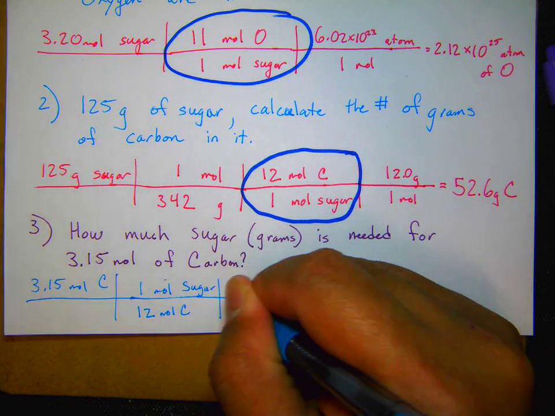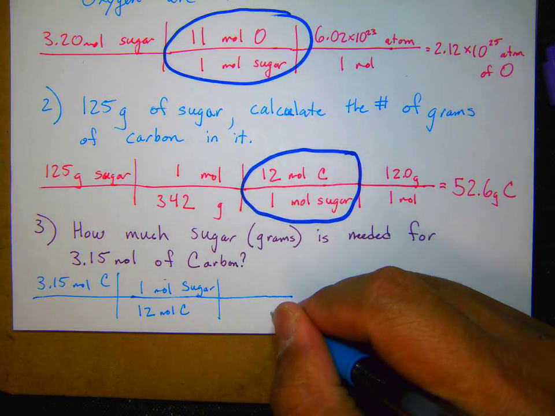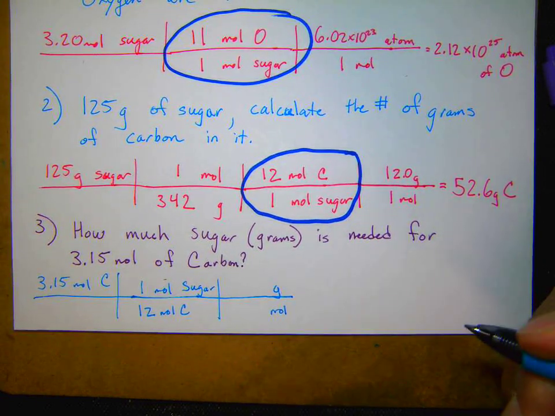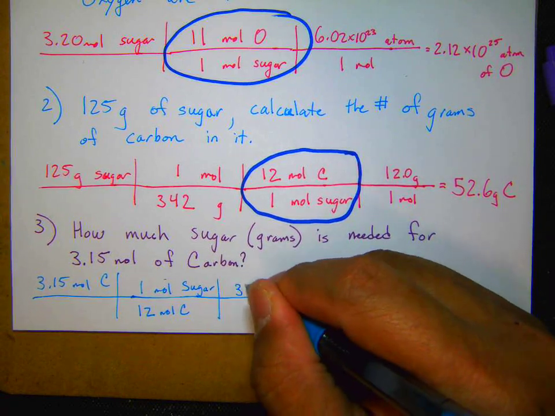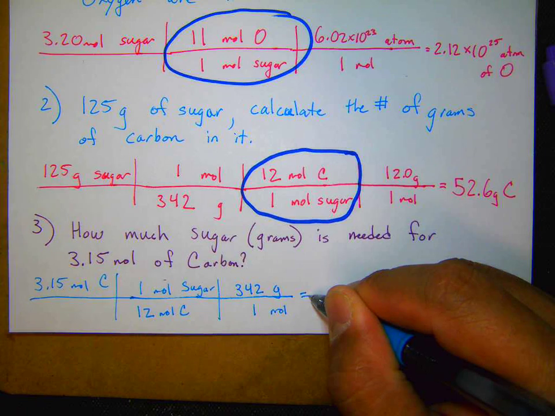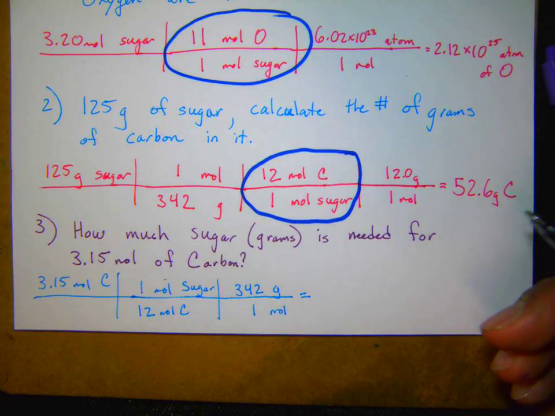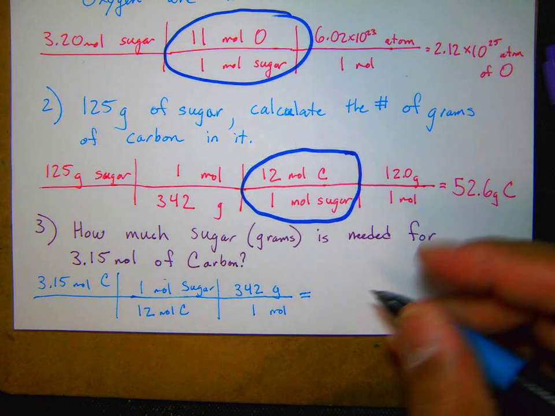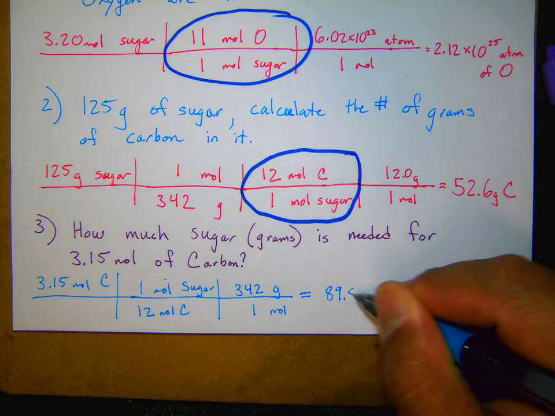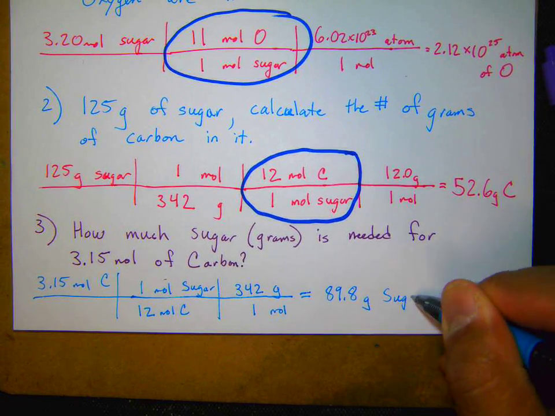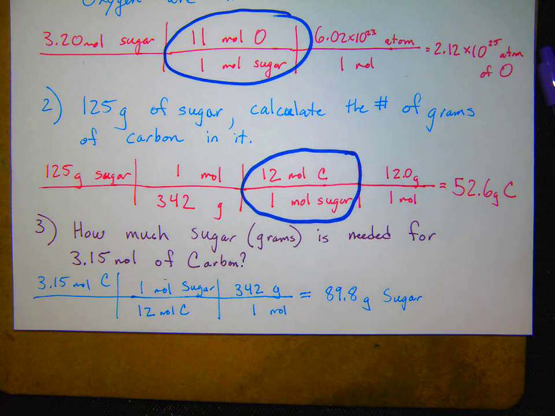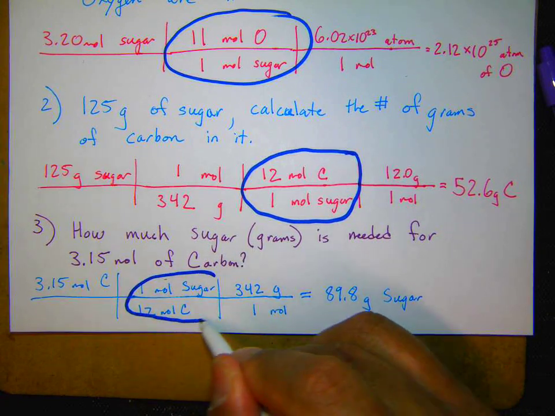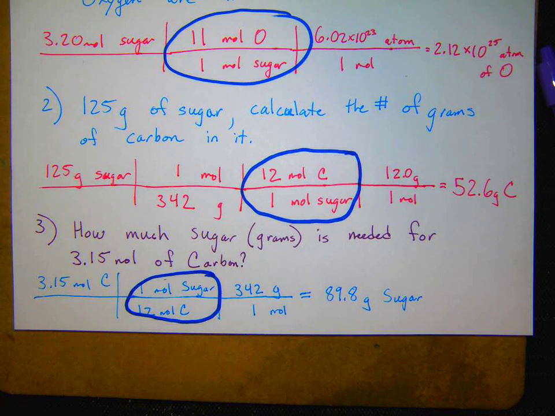This will give me moles of sugar. And I just need grams of sugar. So 1 mole of sugar is equal to 342 grams. And I can just figure out how many grams of sugar that is. What is it? 89.8 grams of sugar. Okay, so again, I kind of went backwards this time. I knew how much I needed. I just wanted to know how much of the sugar I needed. Or I knew how many moles of the parts, and I just figured grams of the total.